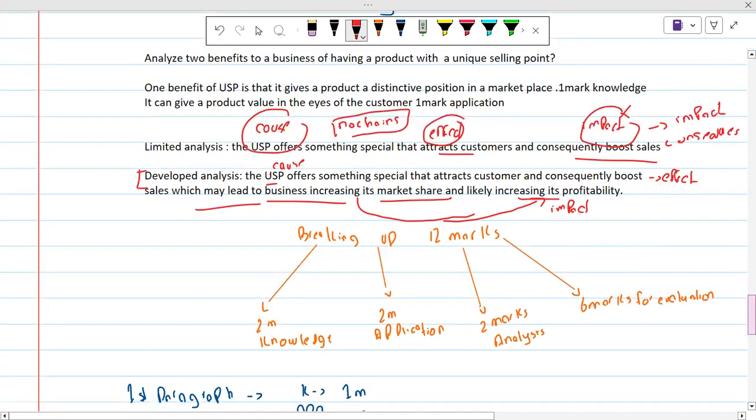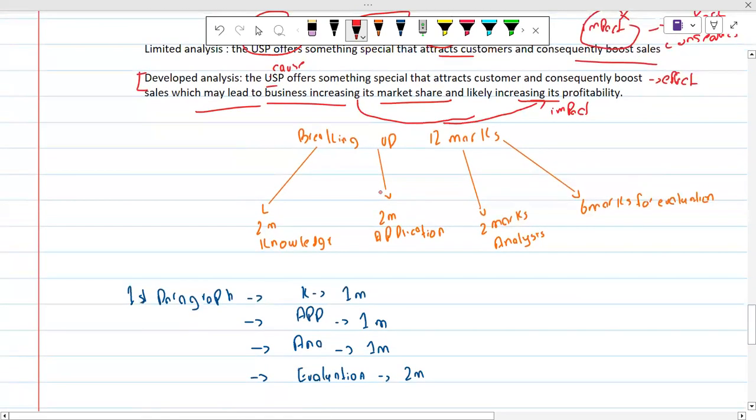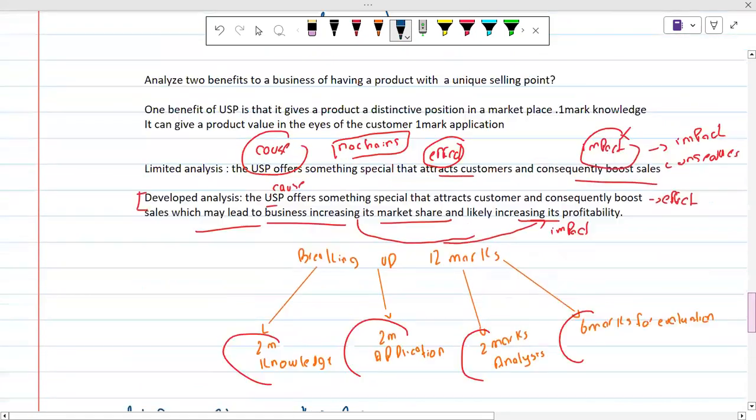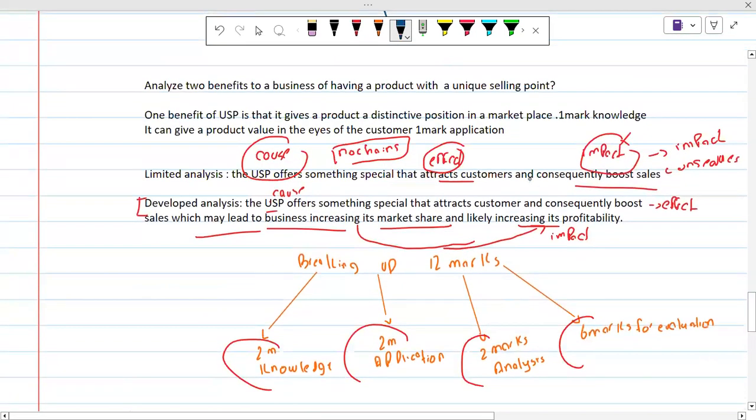Okay. So now discuss the 12-mark question. In a 12-mark question, 2 marks for the knowledge, 2 marks for the application, 2 marks for the analysis, and 6 marks for the evaluation. Okay, so as you can see, in an 8-mark question, you don't need to write a developed application. Just write one example from the case if you have a case study in paper 2. And if the case study is not there, you just need to assume any application which should be linked with your question. Okay.